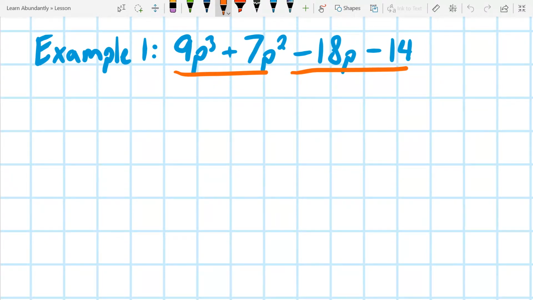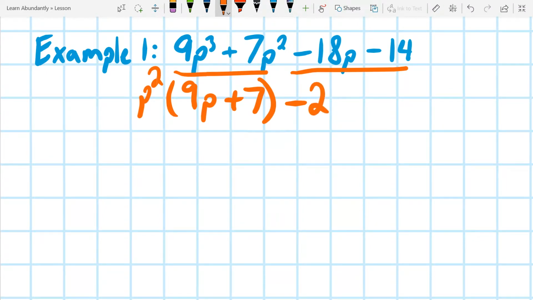So if we look at the first pair, we can say, well, 9 and 7 don't have any common factors, but p squared can be taken out of both of them. So we can write p squared, and that would leave us with 9p plus 7. Okay? When we look at the second pair, they're both negative, so I can take out a negative. And what else can I take out? Well, it looks like they're both even, so I can take out a 2. When I do that, I get 9p plus 7.